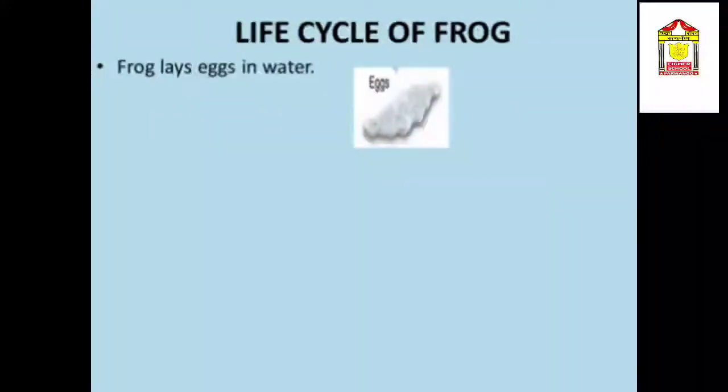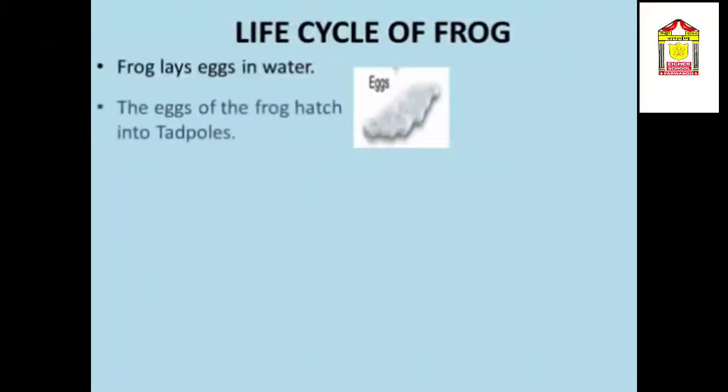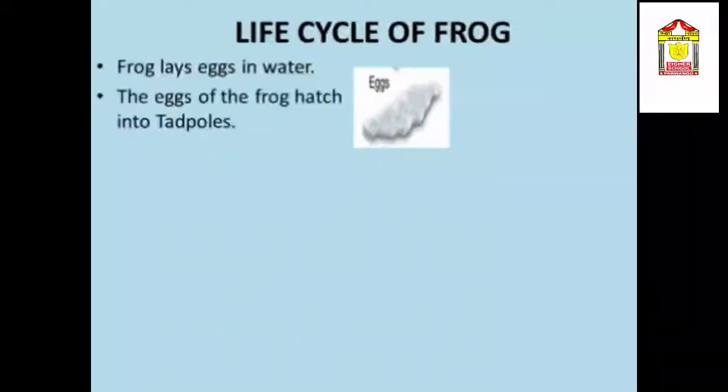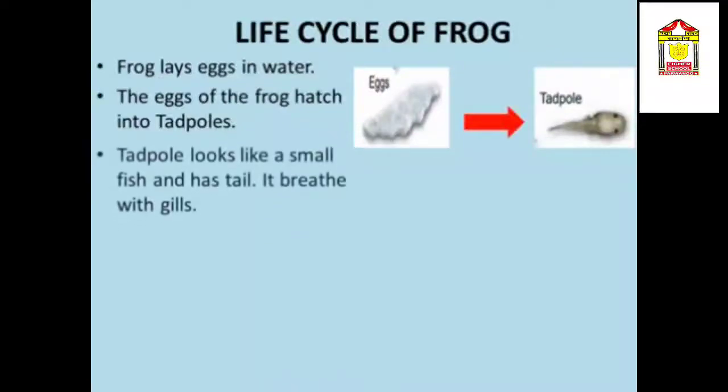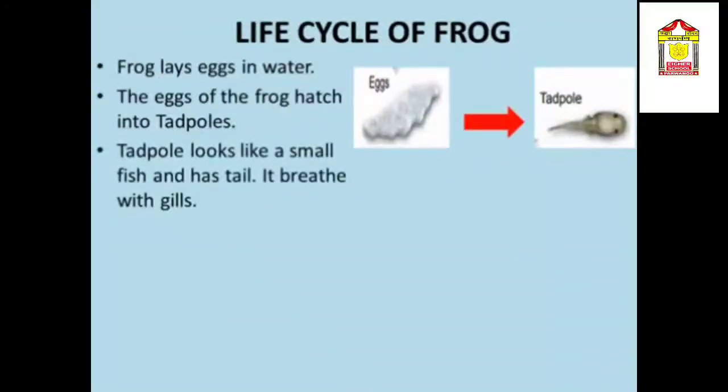Frogs lay eggs in water. Frogs lay a cluster of eggs in a safe place in water, and this cluster of eggs is called spawn. The eggs of the frog hatch into tadpoles. Tadpoles come out of the eggs in about 3 weeks. They look like tiny fish and they breathe through gills.